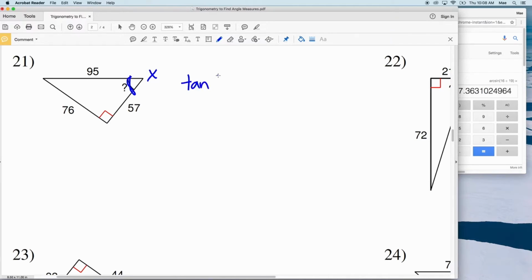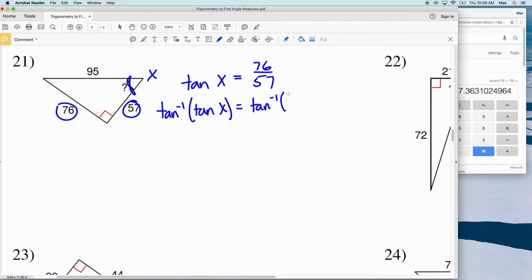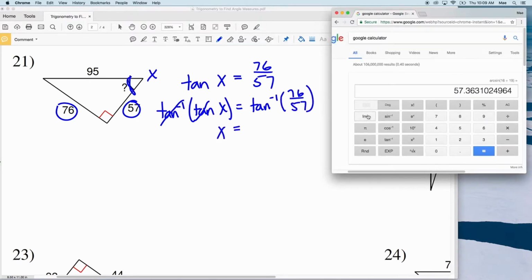So we have the tangent of X, so we're going to need to enter in the opposite, which is 76, and we're going to need to enter in the adjacent, which is 57. So the tangent of x equals opposite, which is 76, over 57. Doing the inverse tangent of both sides will give us that x is equal to the inverse tangent of 76 over 57, which is approximately 53 degrees.